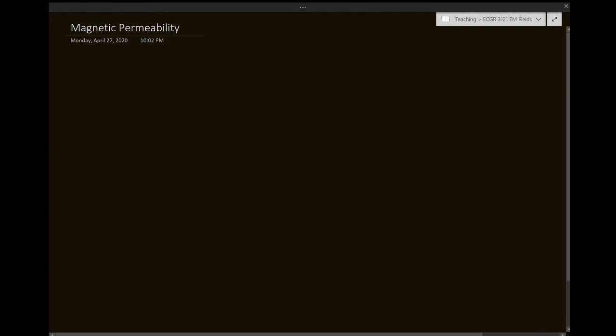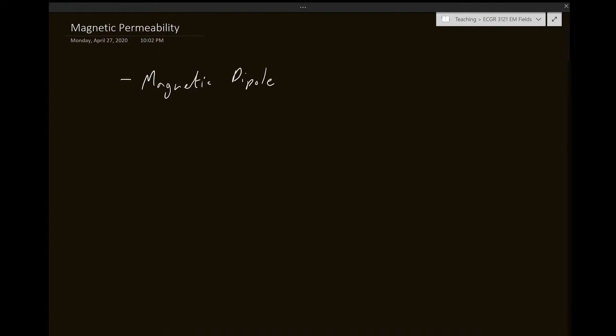So today we will dig deeper into the magnetic properties of materials or mediums by discussing the magnetic permeability. What is the magnetic permeability? As we said, we have to start with the magnetic dipole. We are considering it as the building block for building the effect of the magnetic field on materials or mediums.